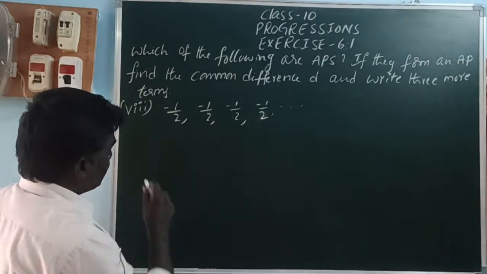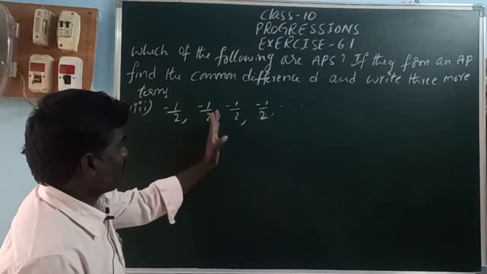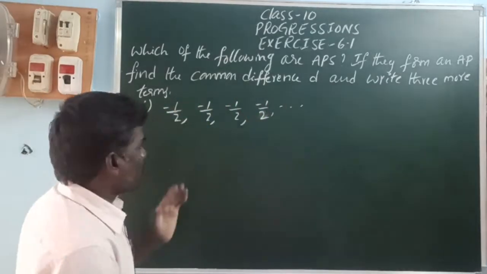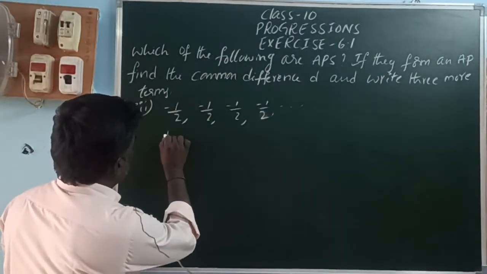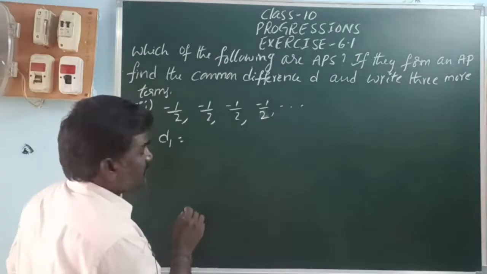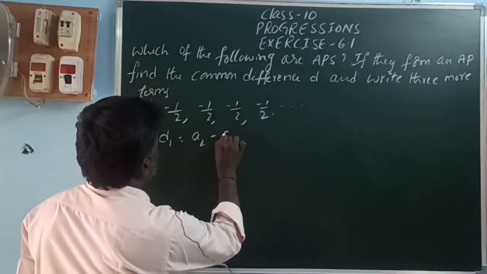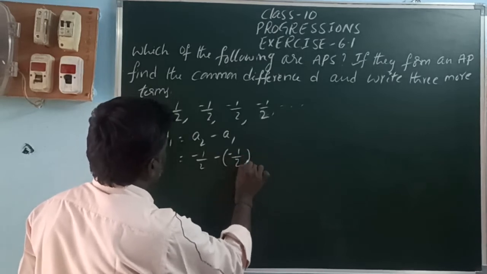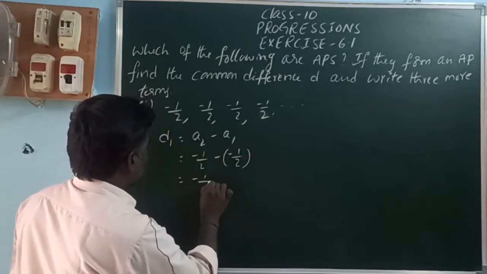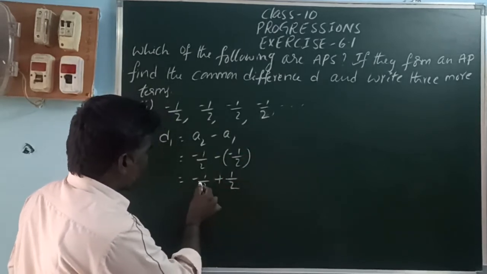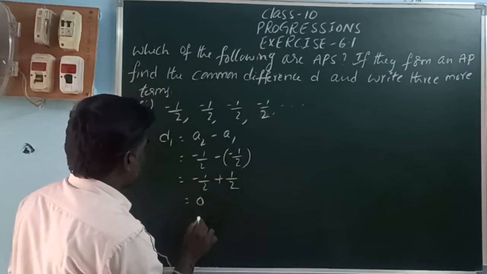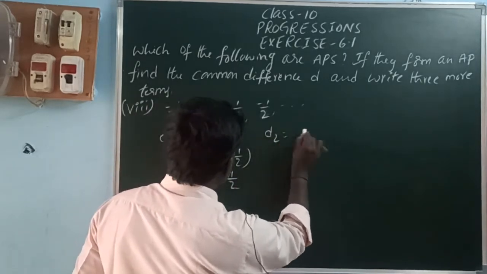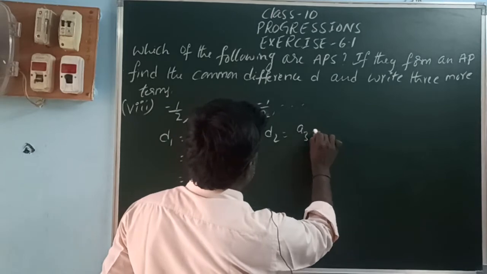Here the given terms are minus 1 by 2, minus 1 by 2, minus 1 by 2, minus 1 by 2 and so on. Find the common difference, that is d1 equals a2 minus a1. That is minus 1 by 2 minus of minus 1 by 2. Minus minus plus, so plus 1 by 2. Minus 1 by 2 plus 1 by 2 is how much? 0.